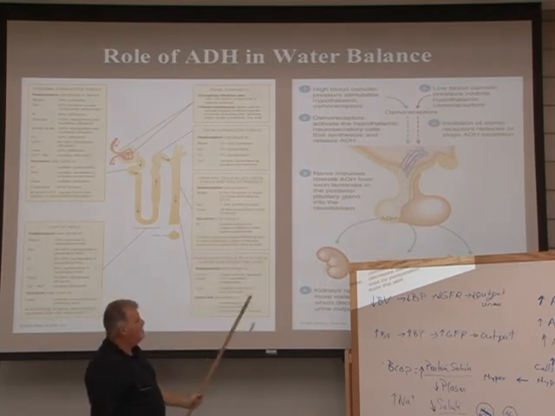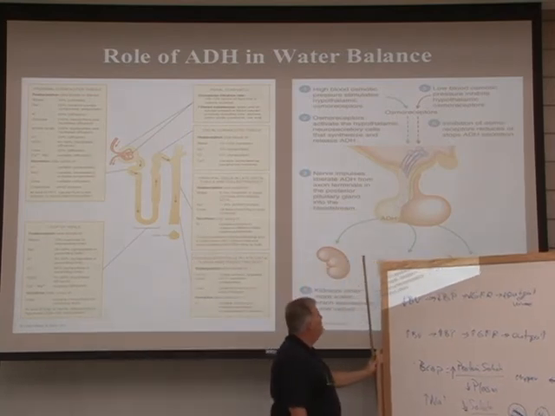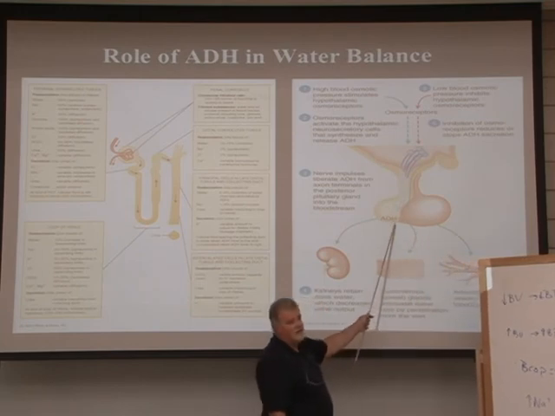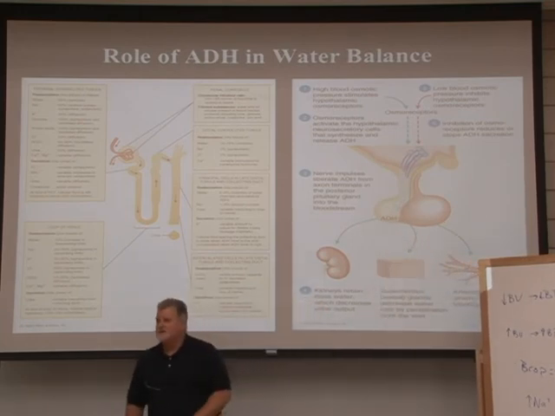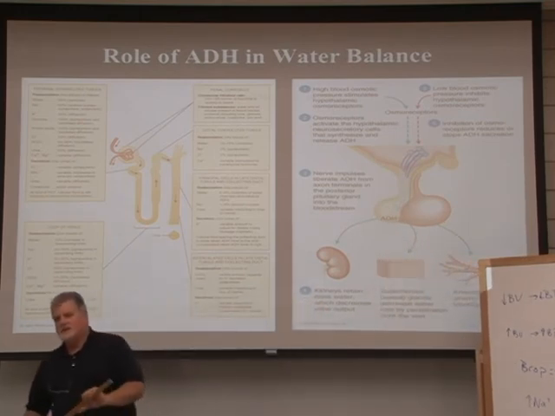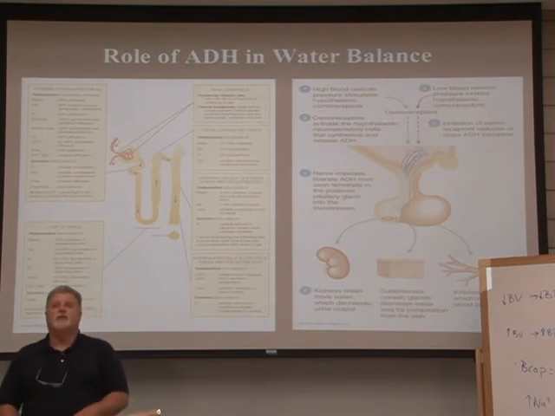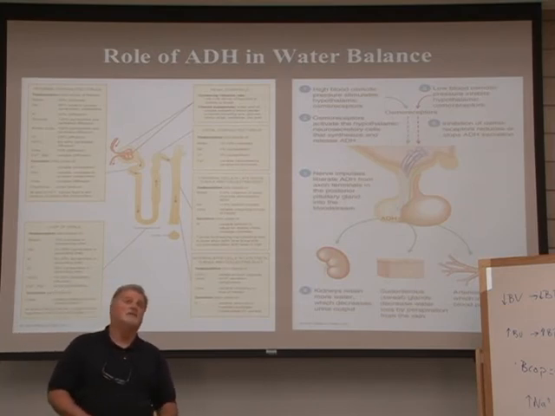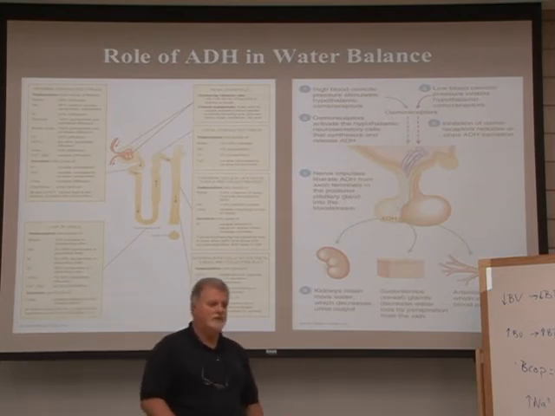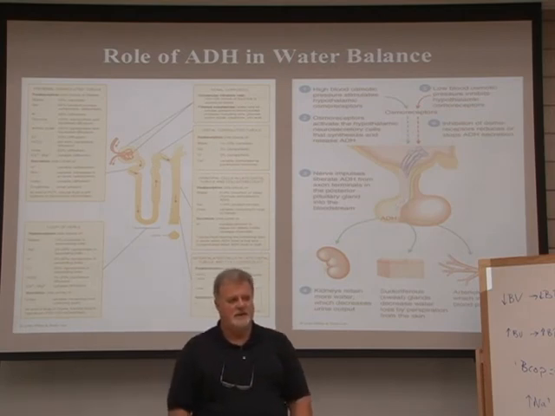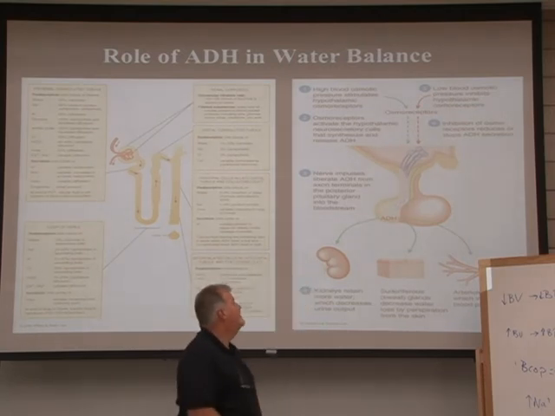And then our major hormone, the biggest player, is ADH, right? So ADH makes you pee more or pee less? Pee less. So then with ADH, you'd want an increase in ADH if you're dehydrated or overhydrated? You're dehydrated, right?